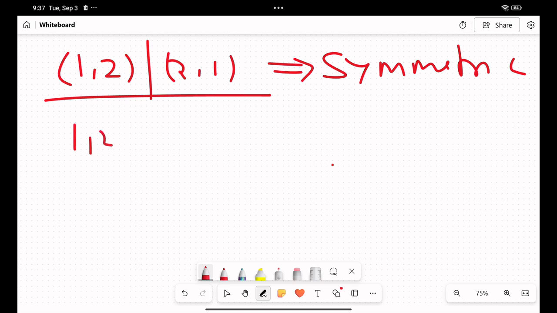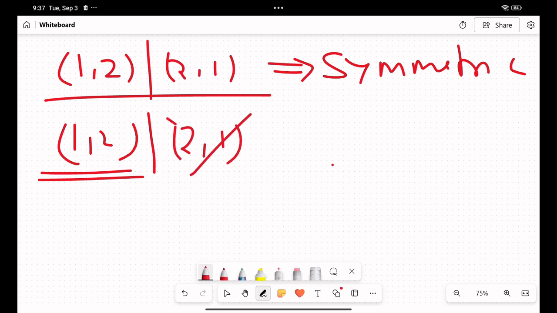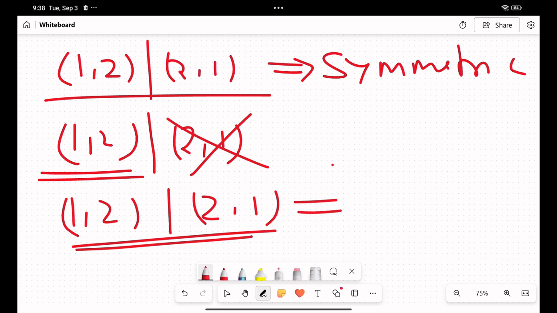If 1, 2 is there, antisymmetric. What is the meaning of antisymmetric? If 1, 2 is there, then its mirror image should not be there. If mirror image is there, it implies that 1, 1 should be there. Means A is equal to B. Means 2 and 1 both must be same. But both must be same, that is impossible.